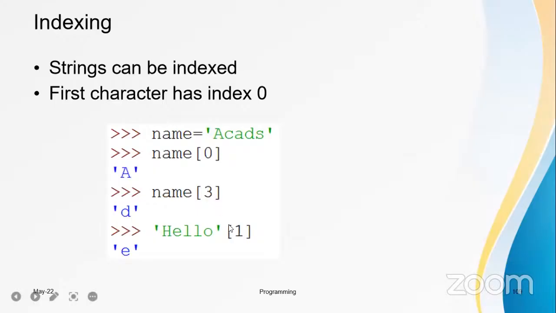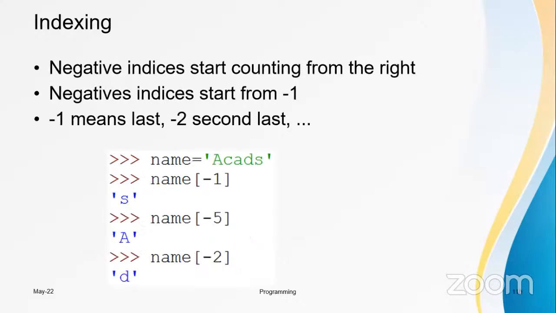Then again, hello of index 1 is E. I can also declare it as it is and then I can call the variables. Clear? Okay. So indexing, I think most of you will do it.